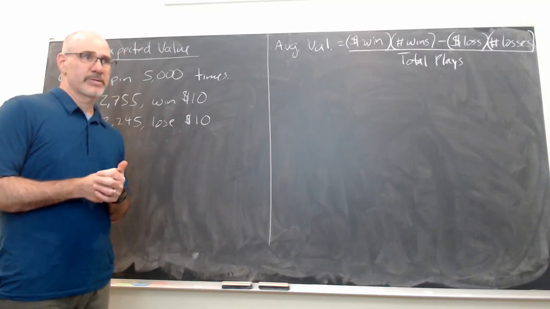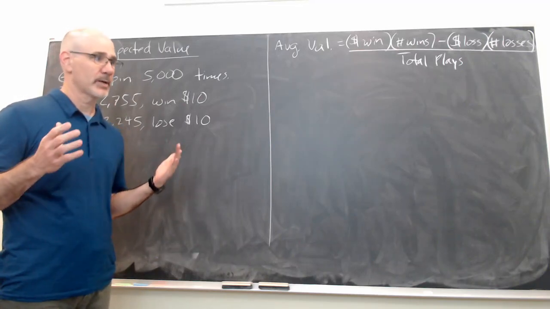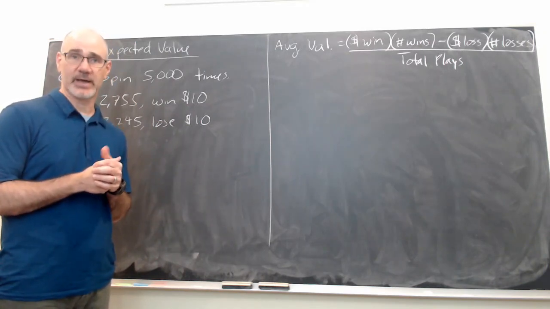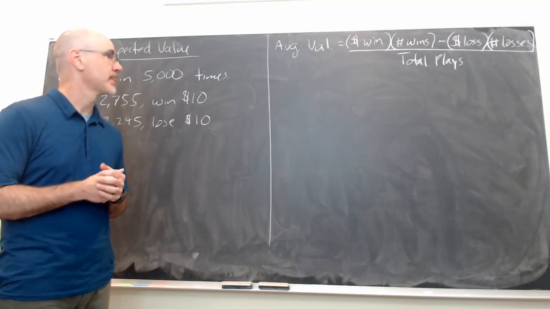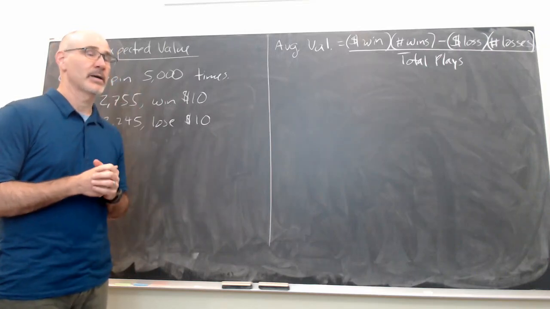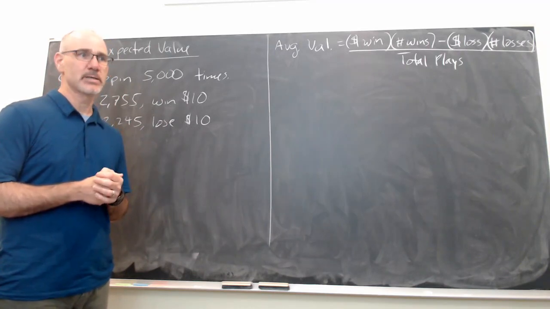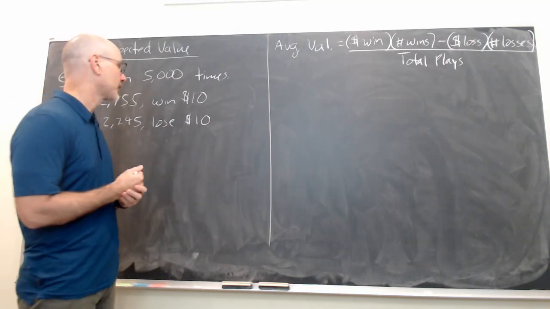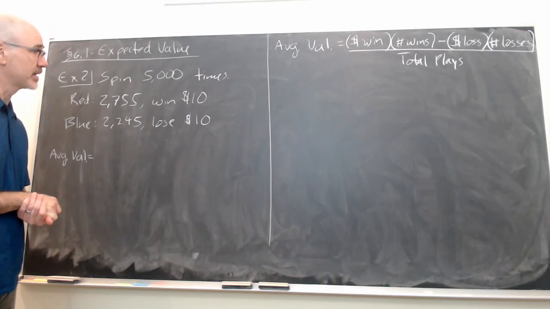So we start with simulations where we pretend as though we've played the game a whole bunch of times, and then we calculate the average value to see how we would have come out had we decided to play that game a lot. We're going to take that idea of simulation and combine it with the law of large numbers to get a really nice, concise formula for calculating expected value without needing to do all of those simulations. So there's one example already worked out for 1,000 spins that's in the notes.